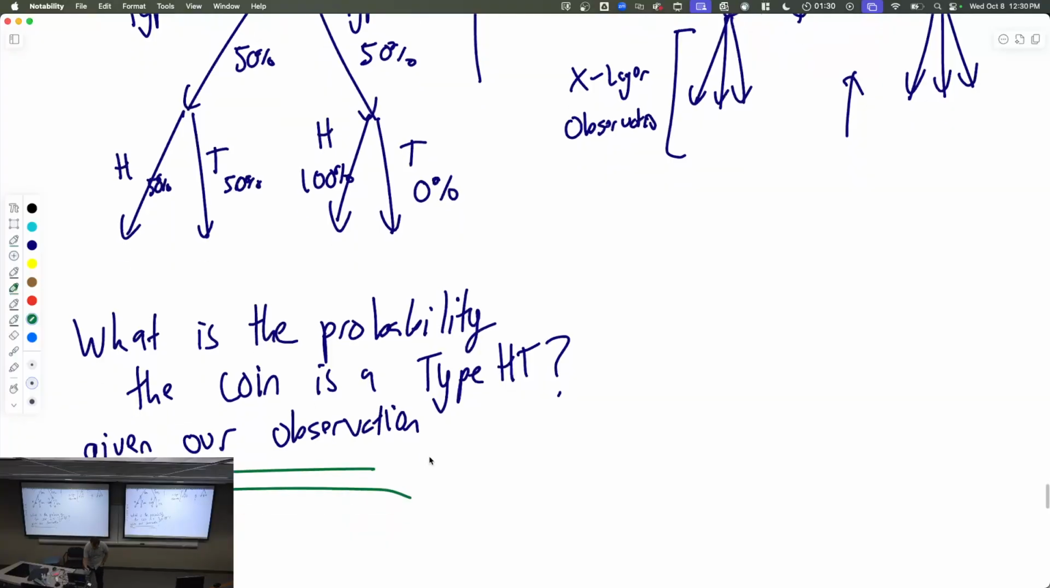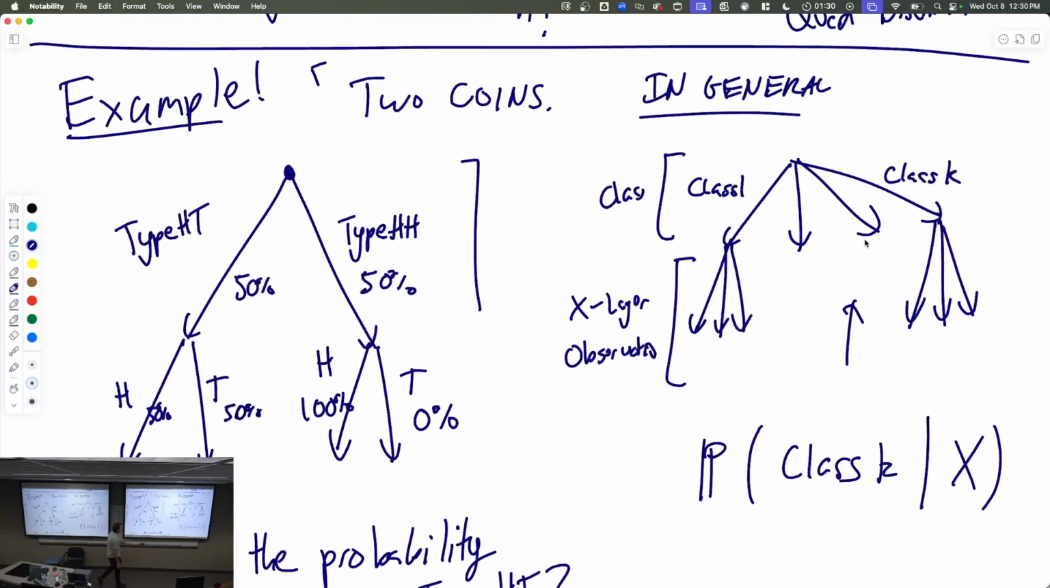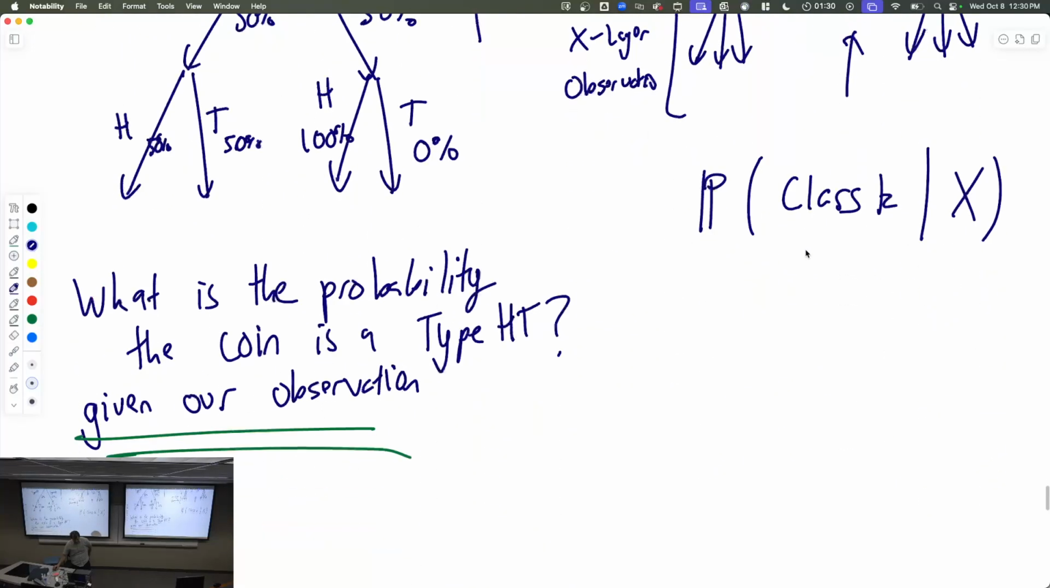So in general, what we're doing is the probability of seeing some class K, given the observation X. And in our probability tree, we kind of have the reverse. We have the probability of the X's given the class. We know the probability of heads and tails when you're in any particular situation, and we kind of have to reverse it to find the probability of type heads tails, given we saw a heads.